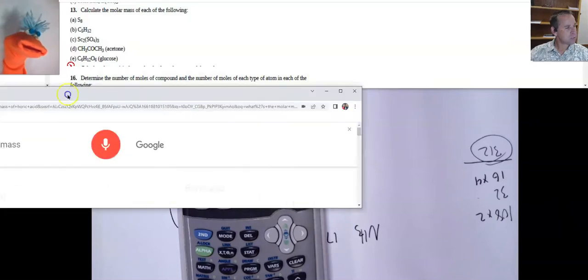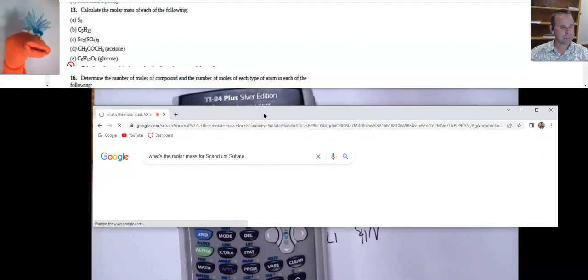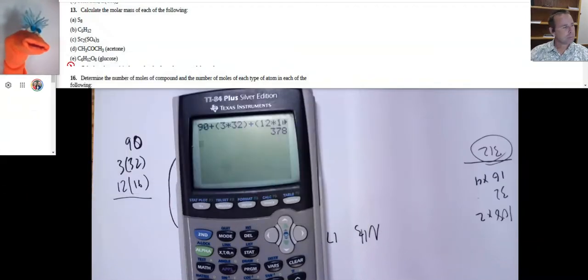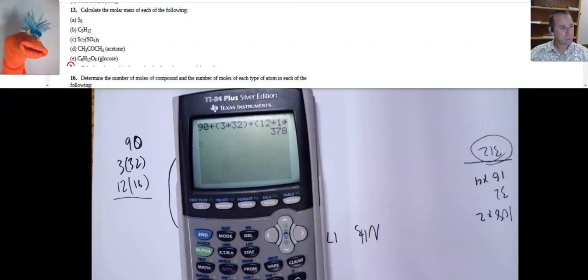All right, let me go over here. What's the molar mass for scandium sulfate? The molar mass of scandium sulfate is 378.1 grams per mole. Okay, so we got 3 decimal places correct, 378. Good job.